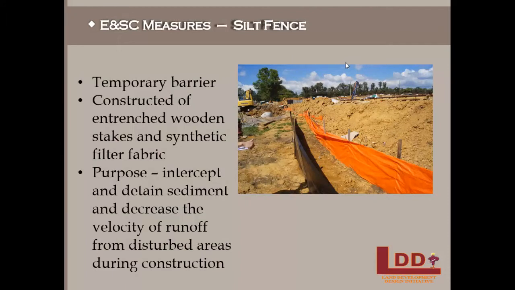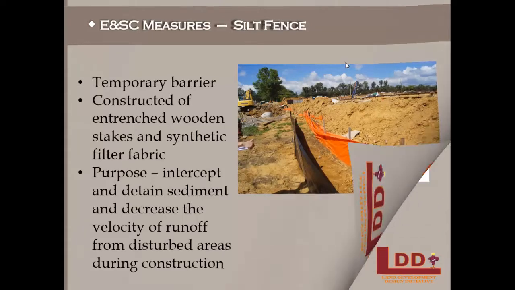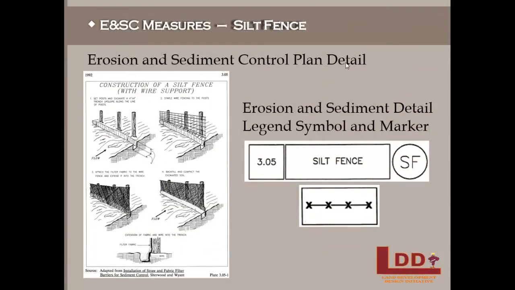Next, we have the silt fence. This is a temporary barrier constructed of entrenched wooden stakes. In between these stakes is synthetic filter fabric. As you can see in this picture, there are two silt fences being used at the site. The purpose here is to intercept and detain all sediment and decrease the velocity of the runoff from disturbed areas during construction. As shown for the construction entrance, here is the silt fence erosion sediment control plan detail, as well as the detail legend symbol and marker that will be used in construction plans.